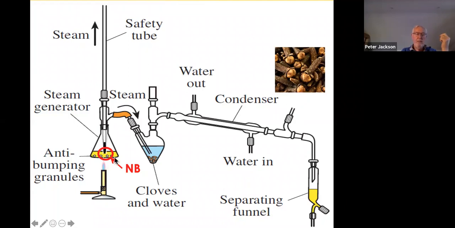This is a steam generator. It produces steam. If it gets too empty, you can stop, disconnect, fill it up again, and start it going again. It passes steam into this flask here, which can be any shape you like, but this tube has to be under the water surface. In it, you have cloves.